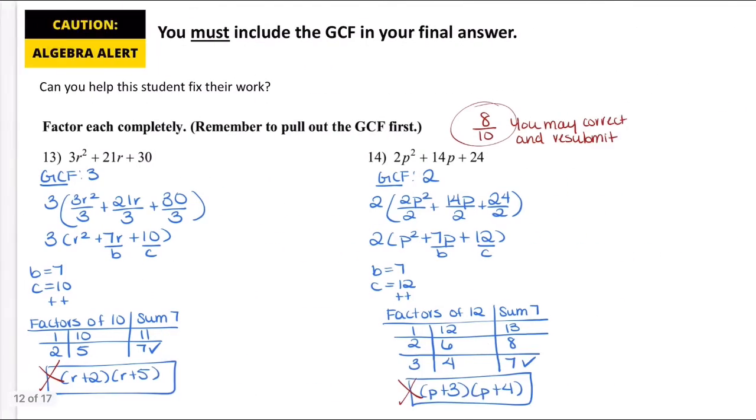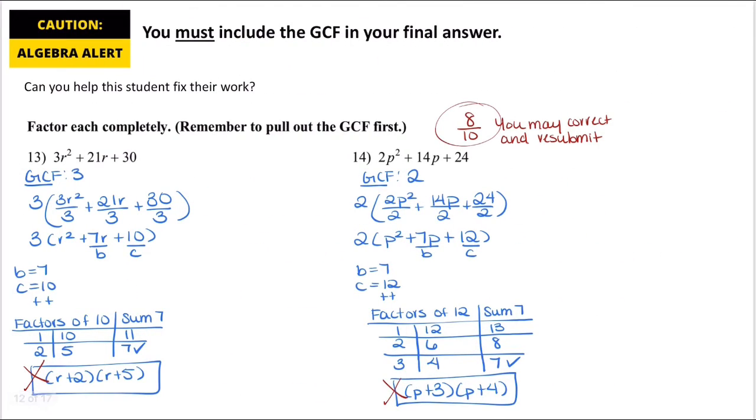So another thing I want to remind you of is a common mistake that I see when I'm grading some assignments. A lot of people will forget to include the GCF in their final answer, and it actually completely changes the meaning of your answer if you don't include the GCF. So for example, you can see here, this person has gone through and they've correctly found the GCF. They've done all the factoring correctly, but then when they wrote the final answer, they didn't include the GCF.